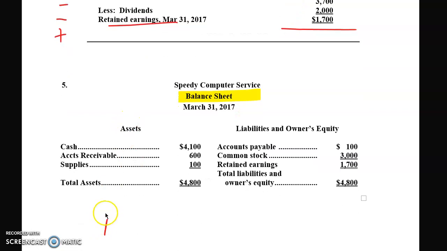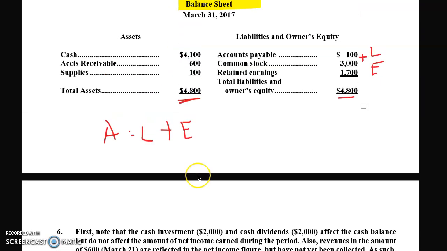Balance sheet, you'll remember this formula. Assets equals liabilities plus equity. So assets are 4,800, just the total of these three items. And then liability plus common stock plus retained earnings equals 4,800. So the total of liability and equity, 4,800, equals assets 4,800. And that's how that works.